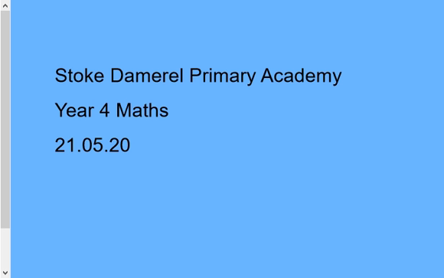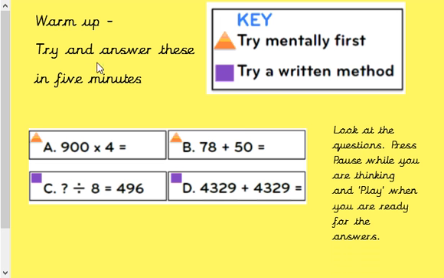We'll move straight into our starter this morning. Try and answer these in as close to 5 minutes as you possibly can. You've got triangles where you are doing the mental strategy questions and squares where you might need to try a written method. Press pause when you are working and press play when you're ready to carry on.